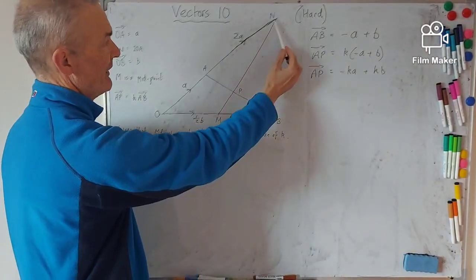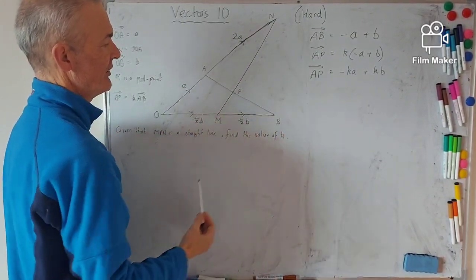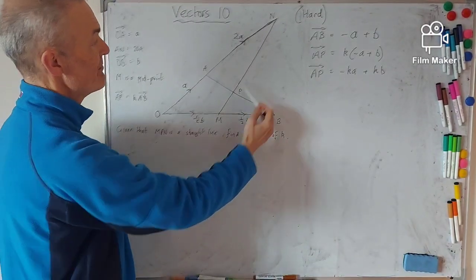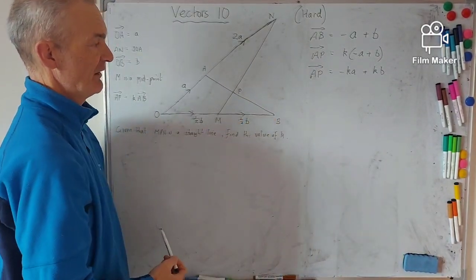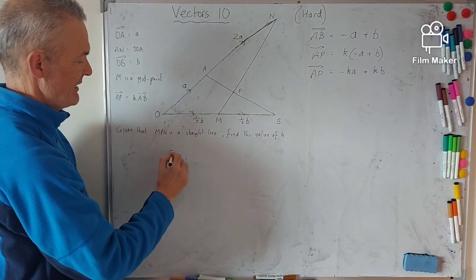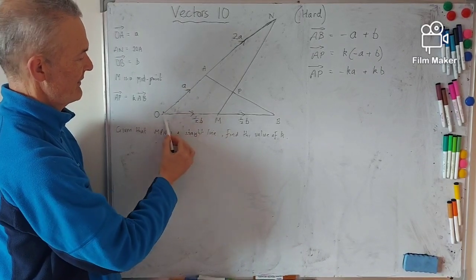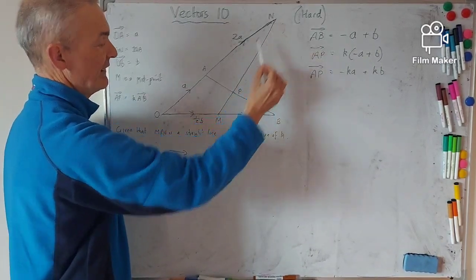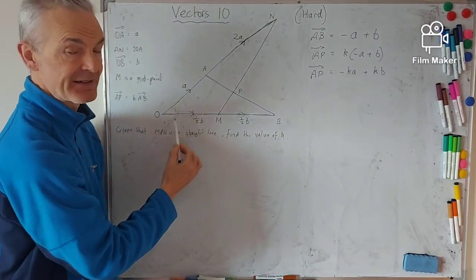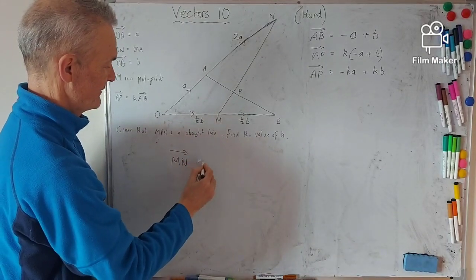Well, we know that bit there is 2A. We haven't got this bit here. So we're going to have to find that. So we're going to need MN first. So over here, I'm going to write MN. So how can we get that? Well, we can go down to here and up to here. So notice that we're going against the direction of the arrow. So it's going to be negative this vector.